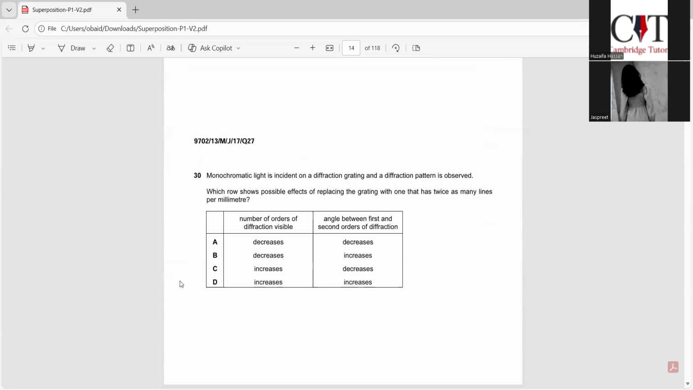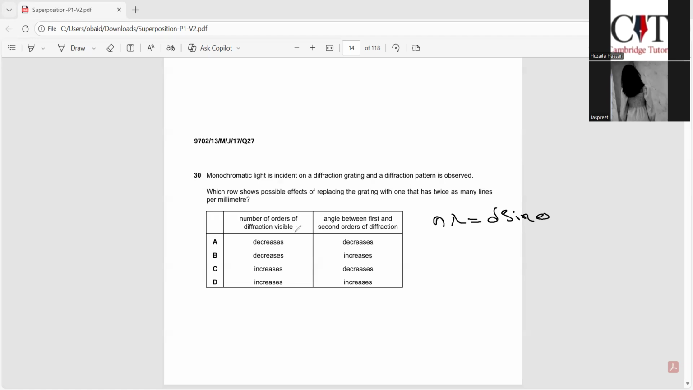Okay, now read MCQ 30. Monochromatic light is incident on a diffraction grating and a diffraction pattern is observed. Which row shows possible effects of replacing the grating with one that has twice as many lines per millimeter? Whenever they say replacing this thing with this thing, we have to use a formula because we have to see the effect of it. So the formula is n lambda equals d sine theta for a diffraction grating, right?